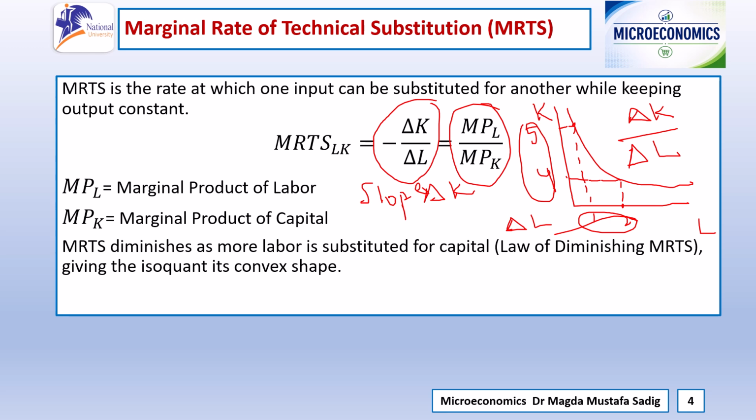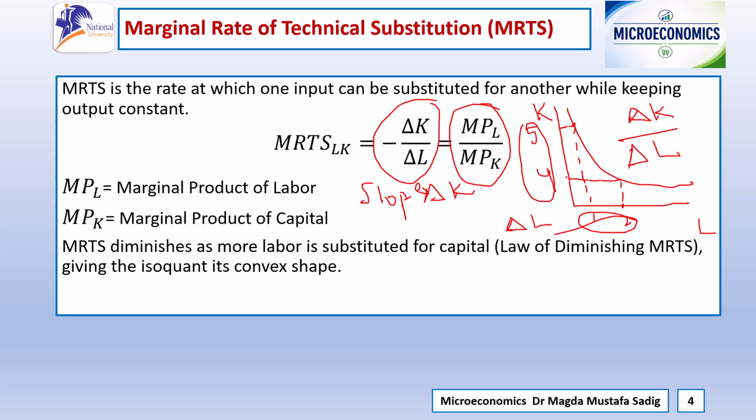So suppose a factory adds one more worker. If production remains unchanged, perhaps one machine can be removed. The amount of capital that can be replaced by one additional unit of labor is the marginal rate of technical substitution. And it is equal to the marginal product of labor, the marginal productivity of labor, divided by the marginal productivity of capital.